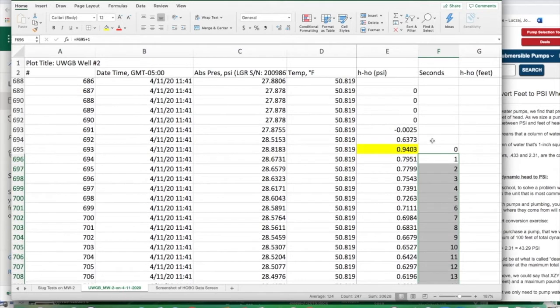So if I'm looking at my cheat sheet here, our initial value is 0 seconds, right? And then for our value here, we have to calculate H equals our H minus H0 in feet. So what we want to do is use our PSI here and do that. So I'll do that in the next video.